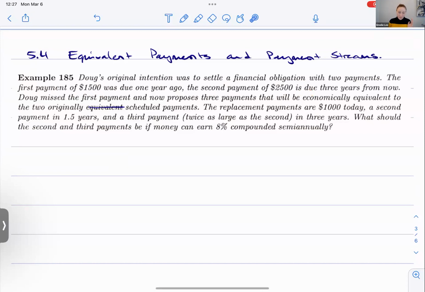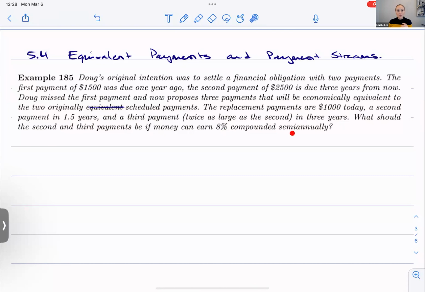Doug missed the first payment and now proposes 3 payments that will be economically equivalent to the 2 originally scheduled payments. There's a rogue "equivalent" in there I scratched out. The replacement payments are $1,000 today, a second payment in 1.5 years, and a third payment twice as large as the second in 3 years. Oh boy. What should the second and third payments be if money can earn 8% compounded semi-annually?